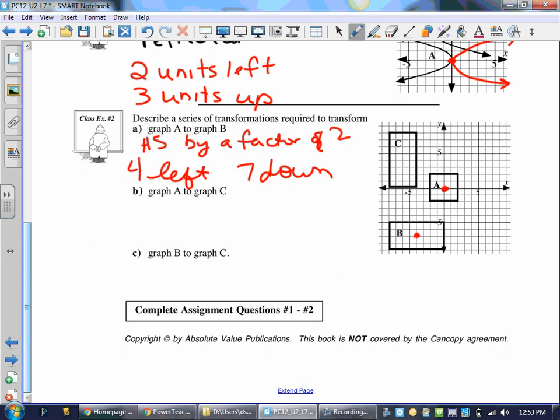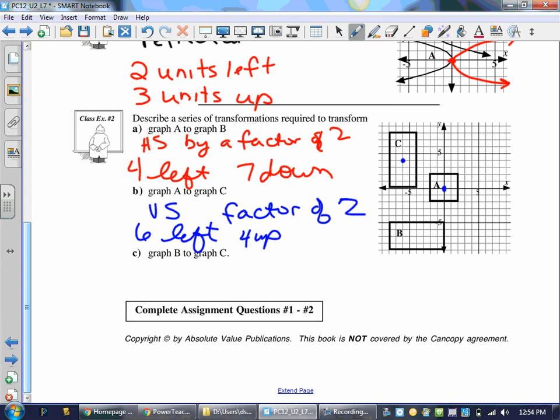Okay. How about if you go from graph A to graph C? Yep, vertical stretch. It used to be 4, now how big is it? 8, so a factor of 2. And how'd you move it? Go from the middle to the middle. 6 left, and how far up? 4 up. Okay, you get the point?